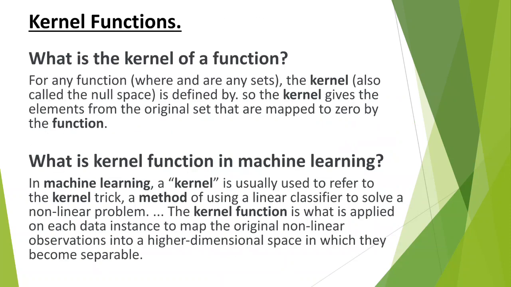What is the kernel of a function? For any function where the domain and codomain are any sets, the kernel, also called the null space, is defined by the following. So the kernel gives the elements from the original set that are mapped to 0 by the function. What is a kernel function in machine learning? In machine learning, a kernel is usually used to refer to the kernel trick, a method of using a linear classifier to solve a nonlinear problem. The kernel function is what is applied on each data instance to map the original nonlinear observations into a higher dimensional space in which they become separable.